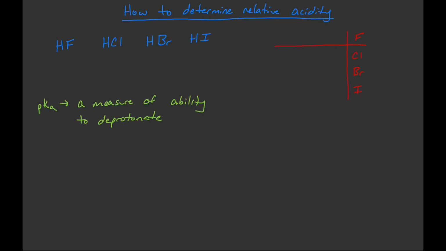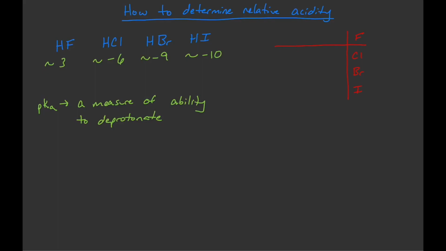So if we look at our four common acids using the halogens, we have HF starting at the top of the group going down to HI. And if we write out their pKa's, HF has a pKa of around 3. HCl has a pKa of around -6. HBr has a pKa of around -9. And then HI has a pKa of around -10.